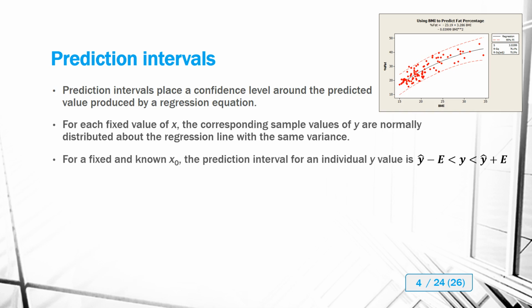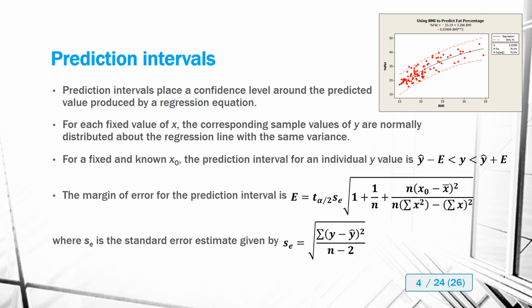That means that for a fixed and known x naught, so x naught is just simply some x value that we pick from the population, the prediction interval for an individual y value is what you see here on the screen: y hat minus E less than y less than y hat plus E.